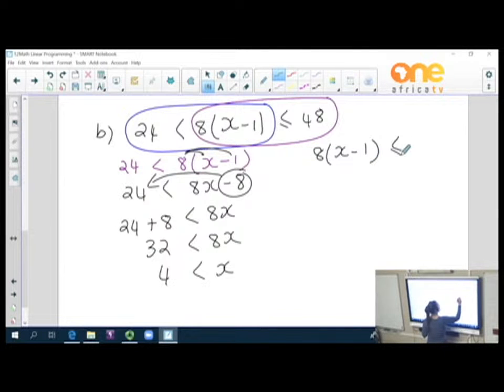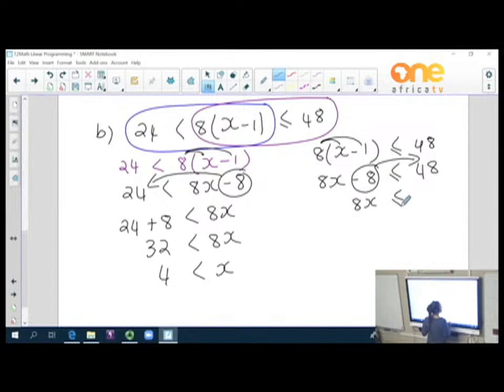8(x minus 1) is less than or equal to 48. First, multiply out your brackets. So 8x minus 8 is less than or equal to 48. Take your like terms to one side. 8x is less than or equal to 48 plus 8. The negative 8 becomes a positive. So 8x is less than or equal to 56 and x is less than or equal to 7.